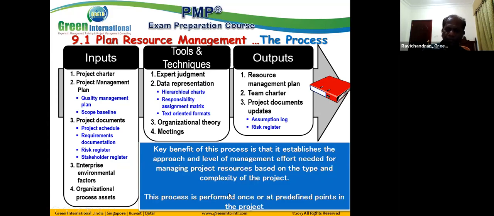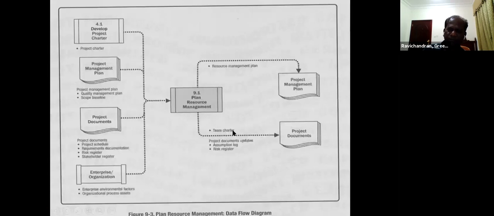Let's see the benefit of this process. It establishes the approach and level of management effort necessary for managing the project resources based on the type and complexity of that project. That's why I'm saying this process is performed once or at predefined points in the project. This is the straightforward process data flow diagram. When we create the resource management plan, it goes to the project management plan. The team charter is part of the project documents.